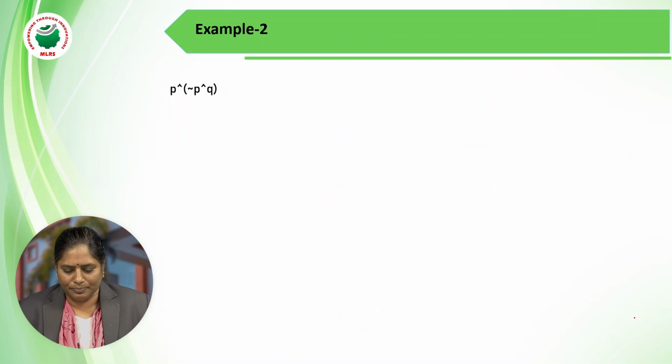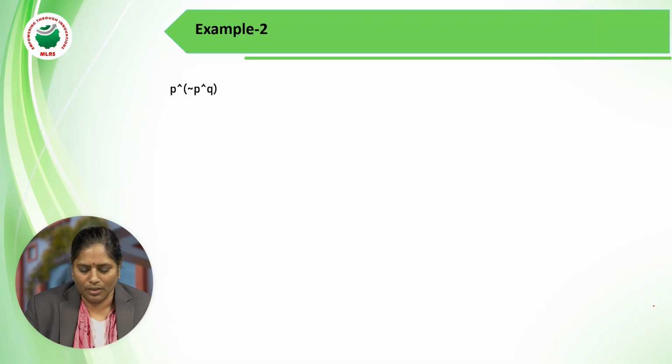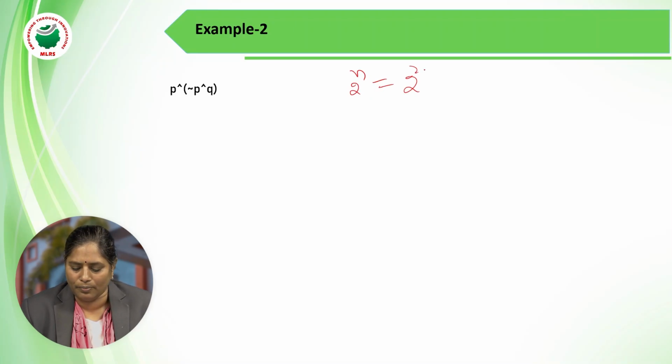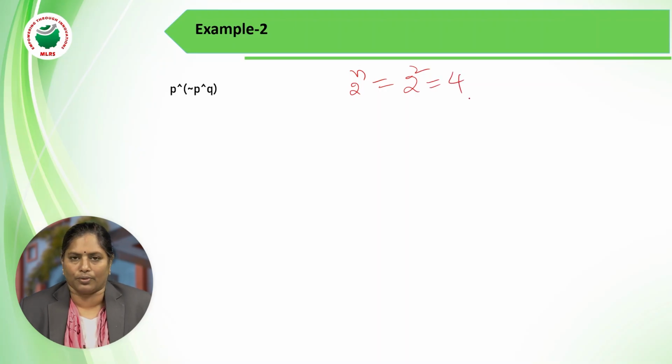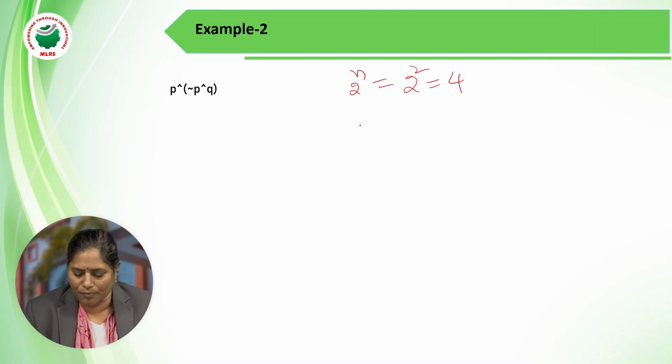So the next example is P and negation P and Q. Here we have two variables. For every variable, two possibilities are there. 2 power n, that is 2 power 2. Total combinations are 4.